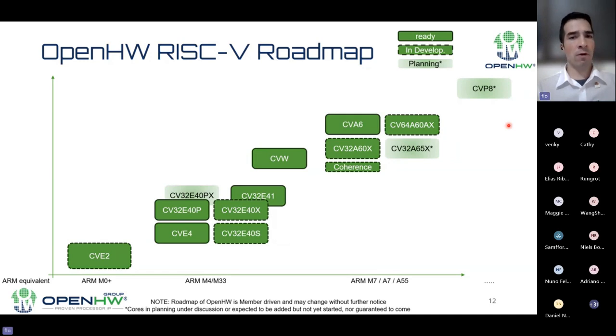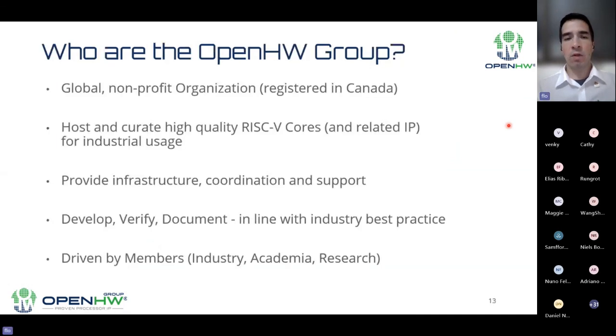Who is the Open Hardware Group, by the way? Well, we're a global non-profit organization. We're registered in Canada, but it doesn't really matter because we're really operating worldwide. And our mission is to host and curate high-quality RISC-V cores and related IP, like coherent systems, to keep several cores together.